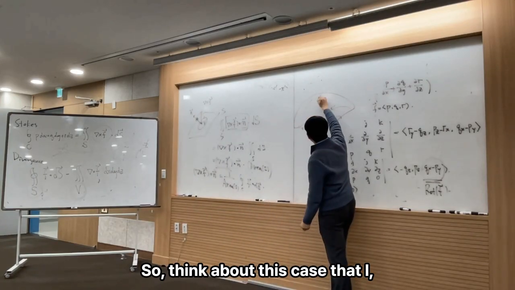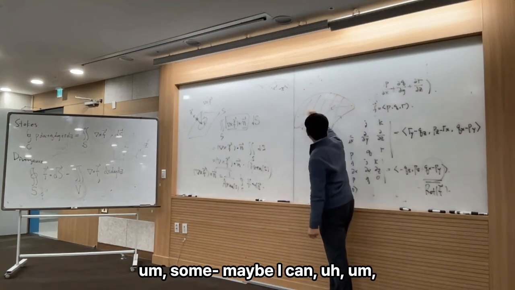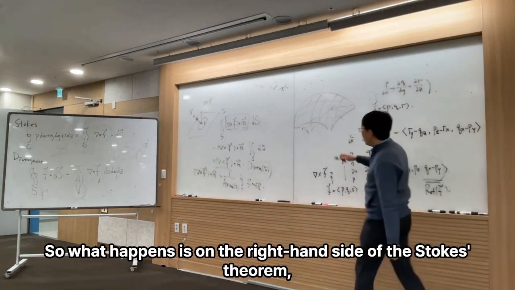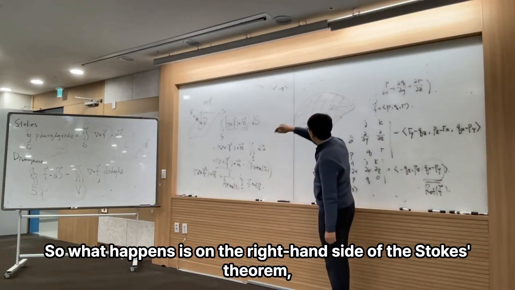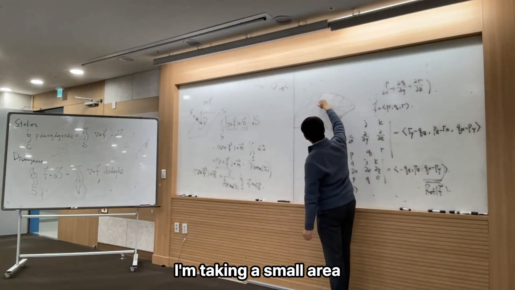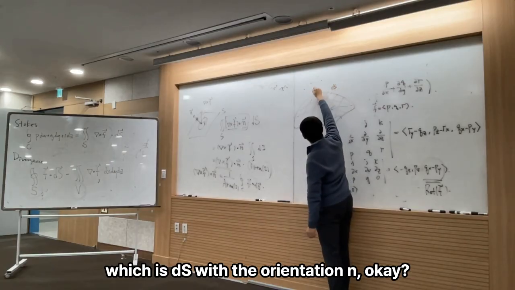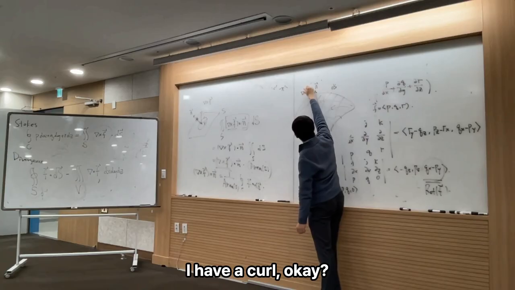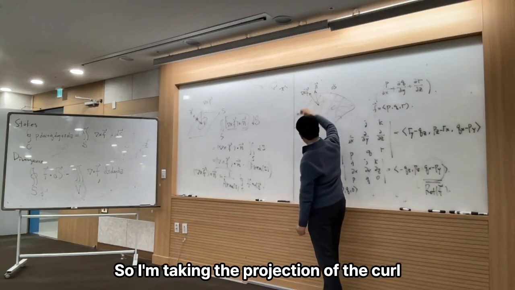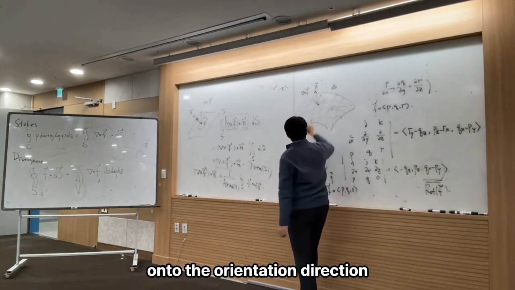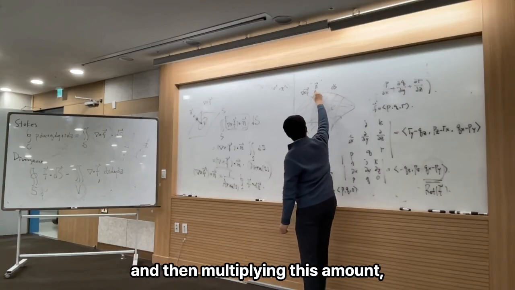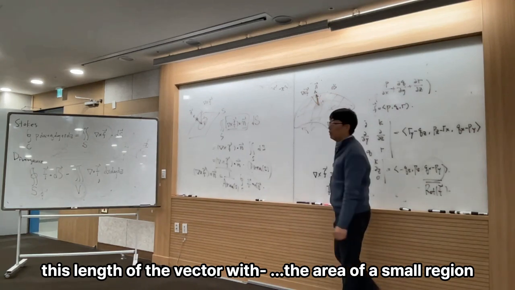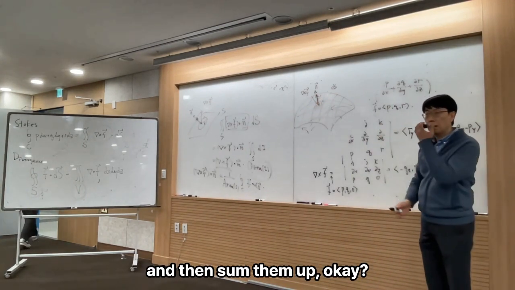So think about this case, where maybe I divide the surface into smaller regions. On the right-hand side of the Stokes theorem, I'm taking a small area, which is dS, with the orientation n. And at this point, I have a curl. So I'm taking the projection of the curl onto the orientation direction, multiplying the length of the vector by the area of a small region, and then summing them up.